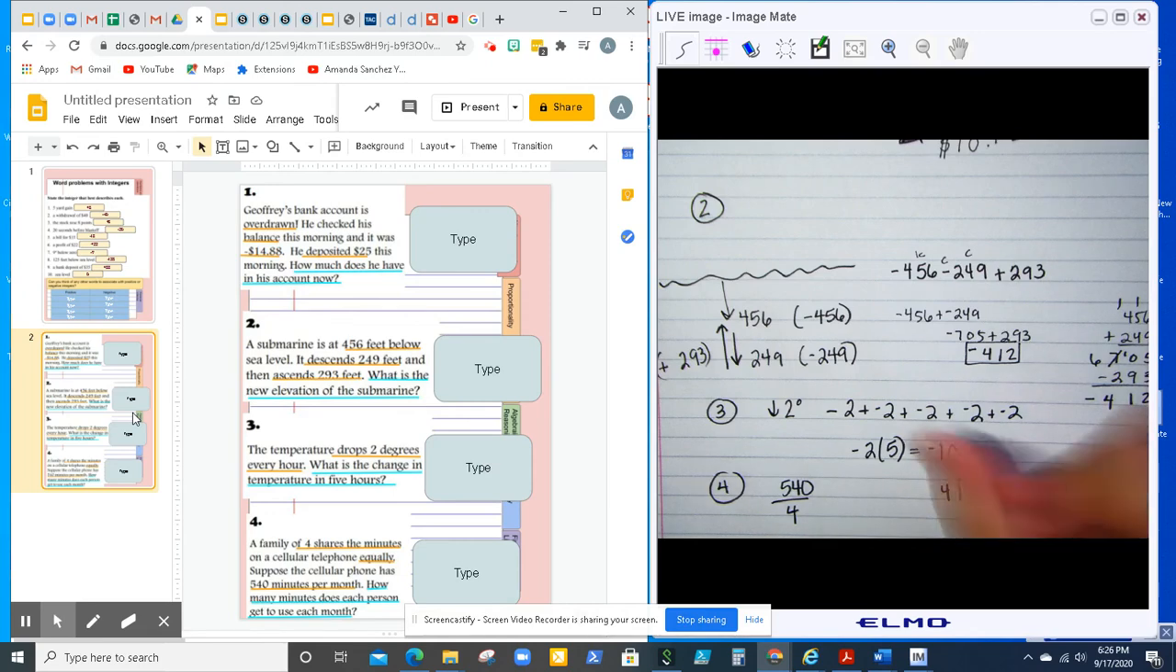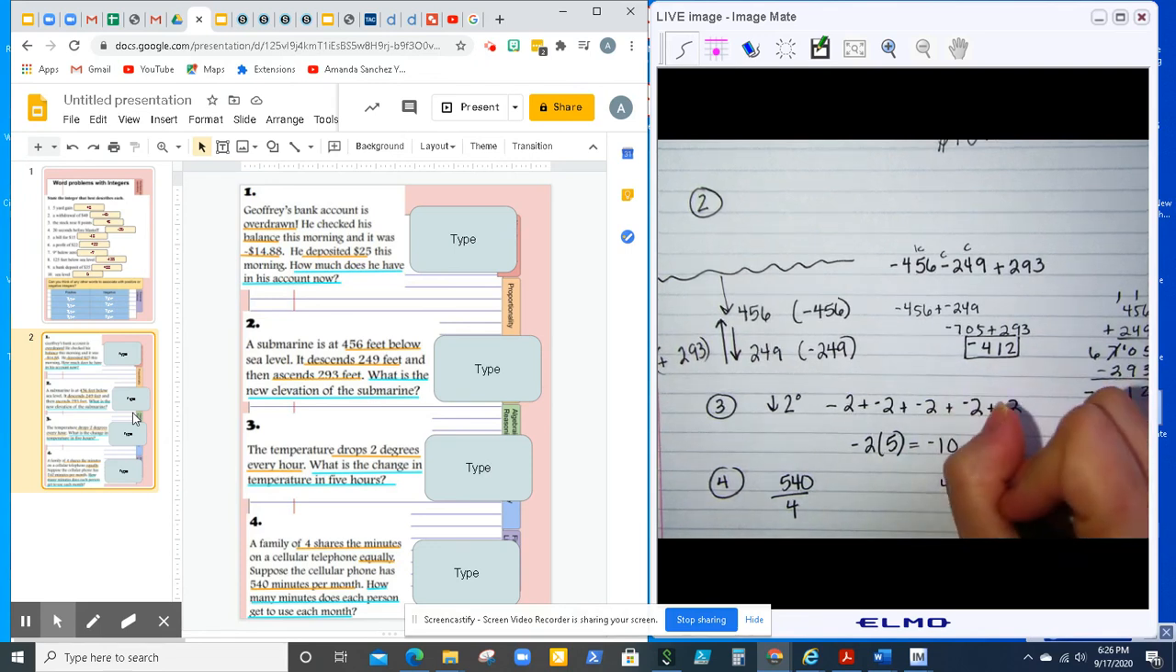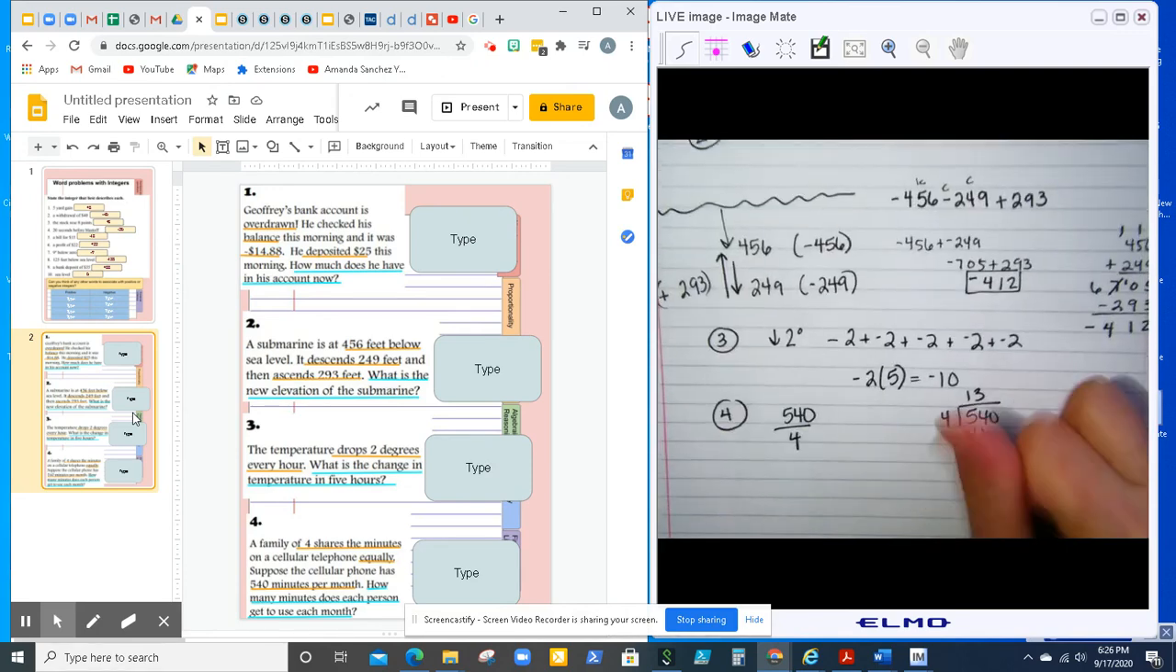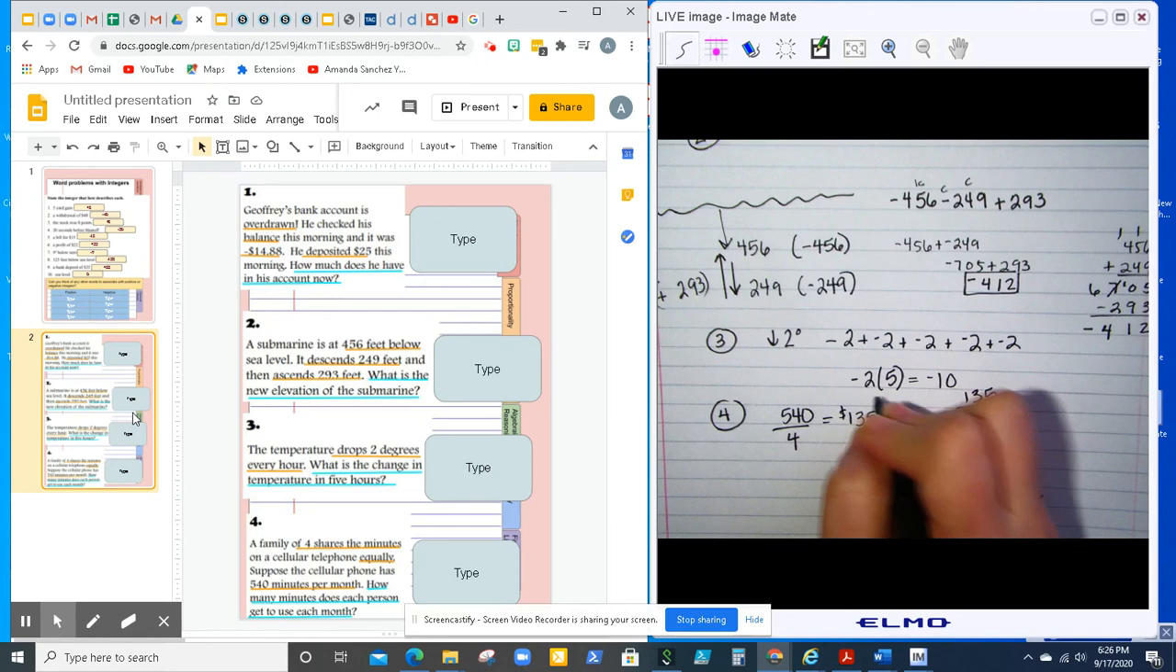4 can go into 5 one time. You have 1 left over. Drop your 4. 4 can go into 14, 3 times, 12. And then you're left with a 2 and drop your 0. 4 into 20, 5 times. So that's our final answer. $135 each.